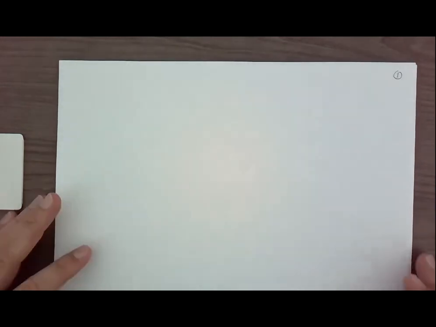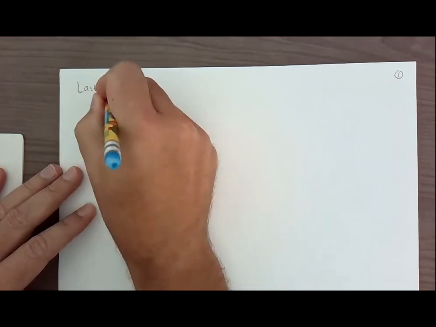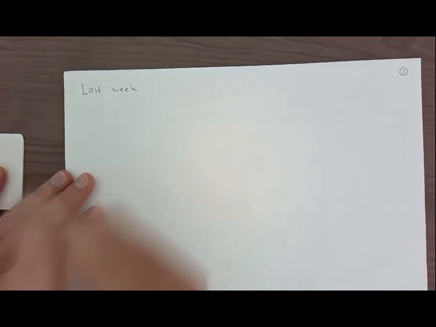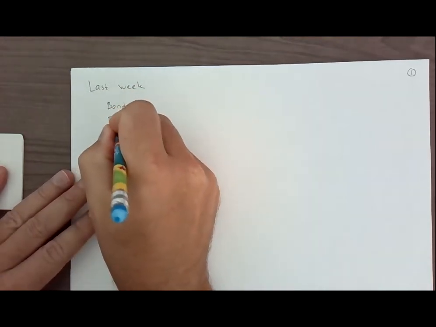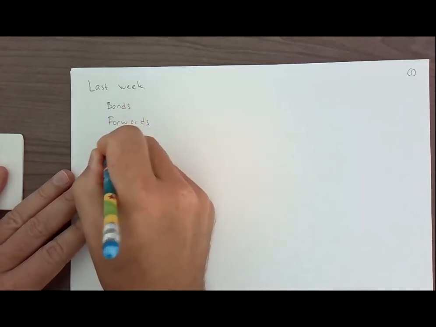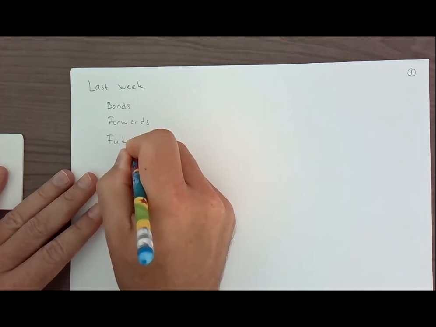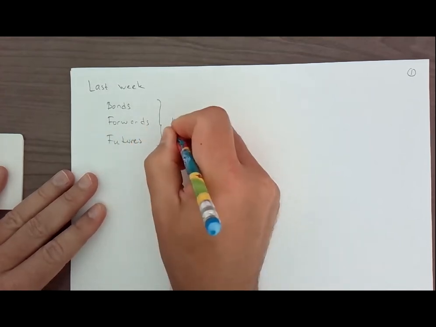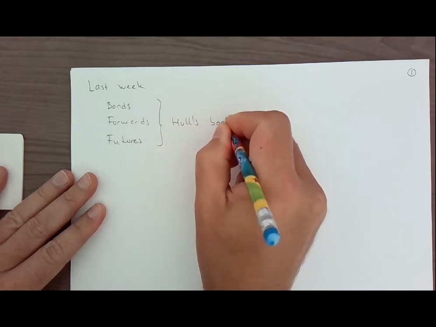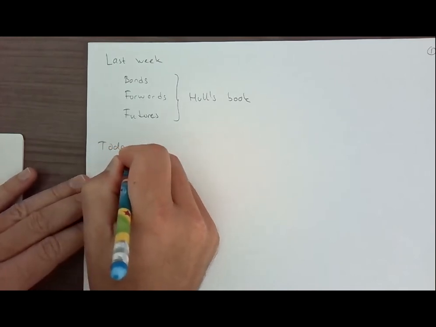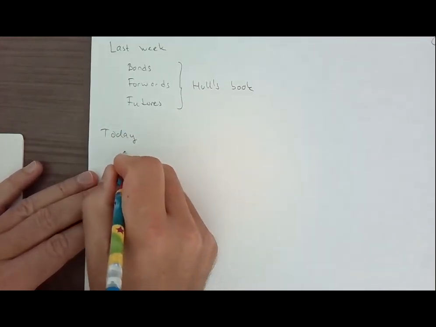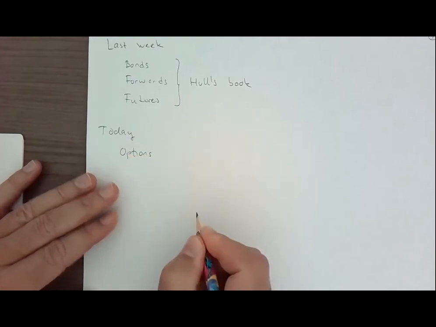The lecture we did last week was out of Hall's book. Last week we did bonds, we did forwards, we did futures, and this was all out of Hall. And so today we're going to do options, and we're actually going to do pricing.